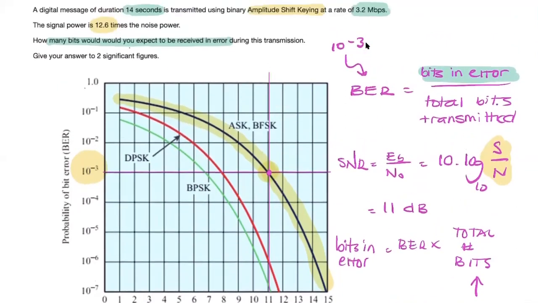So you can do the maths on your own. So that's 3.2 times 10 to the power 6. And you've got the time there. You multiply those, then you multiply it by 10 to the minus 3, and that will give you your number of bits in error. Okay, so most people got this question right, but a significant minority got it wrong.